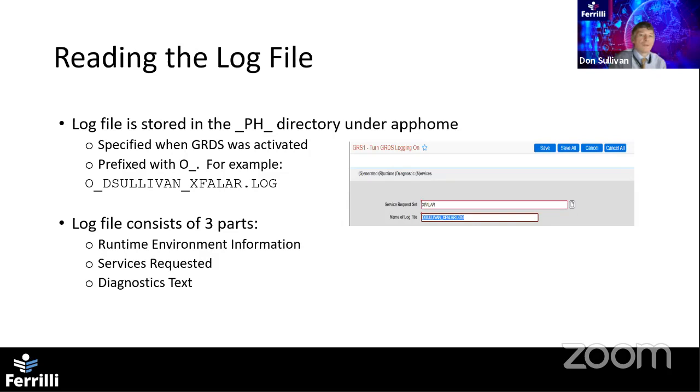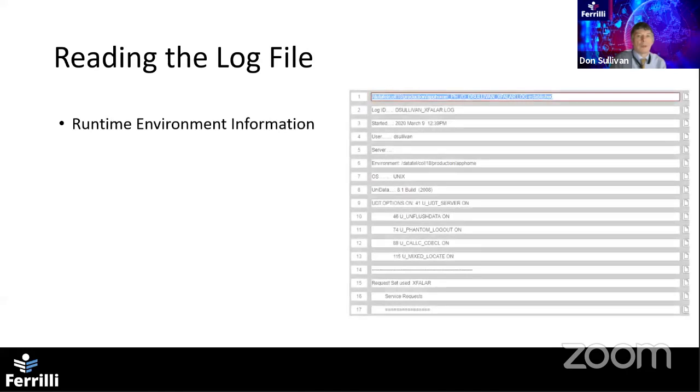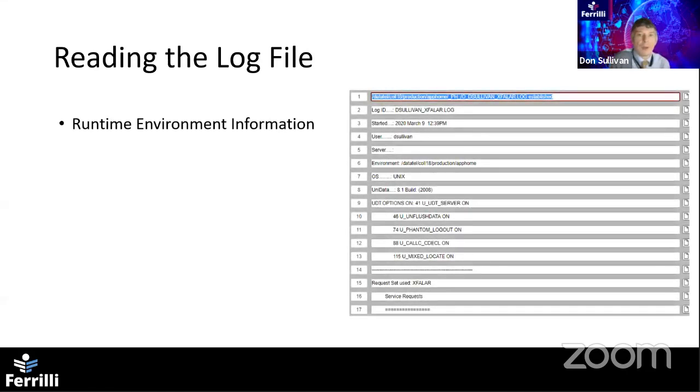So this log file consists of 3 parts: runtime information, the environment, the services requested, and then the diagnostics text. Let's take a real quick look at that runtime information. It's up at the top there. You can see the environment information there. It's a Unix environment here, using Unidata 8.1. And you can also see what UDT options are on there.